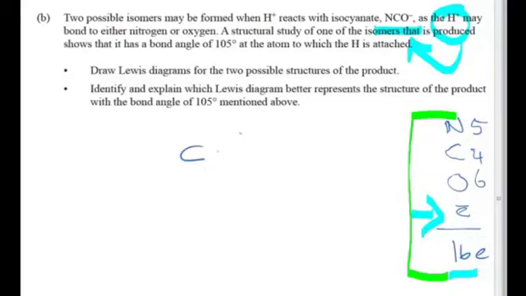Now the carbon atom is obviously going to be the central atom. The more electronegative atoms here are going to be on the outside, and carbon is usually a central atom which has other atoms or groups bonded to it. So going from here we can come up with some different possibilities for Lewis diagrams.